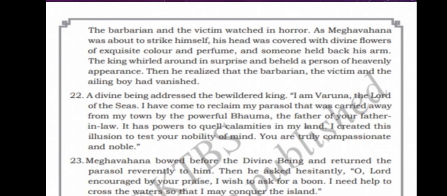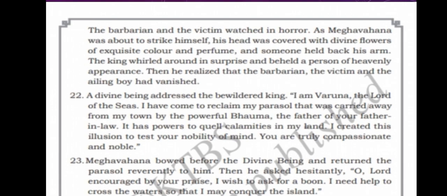So he heard a voice: "I am Varuna, the lord of the seas. I have come to reclaim my parasol that was carried away from my town by the powerful Bhauma, the father of your father-in-law." That means Amritaprabha's grandfather took my parasol, so I have come here to take it back. It has powers to quell calamities in my land. So it has the power to stop all the calamities in the land.